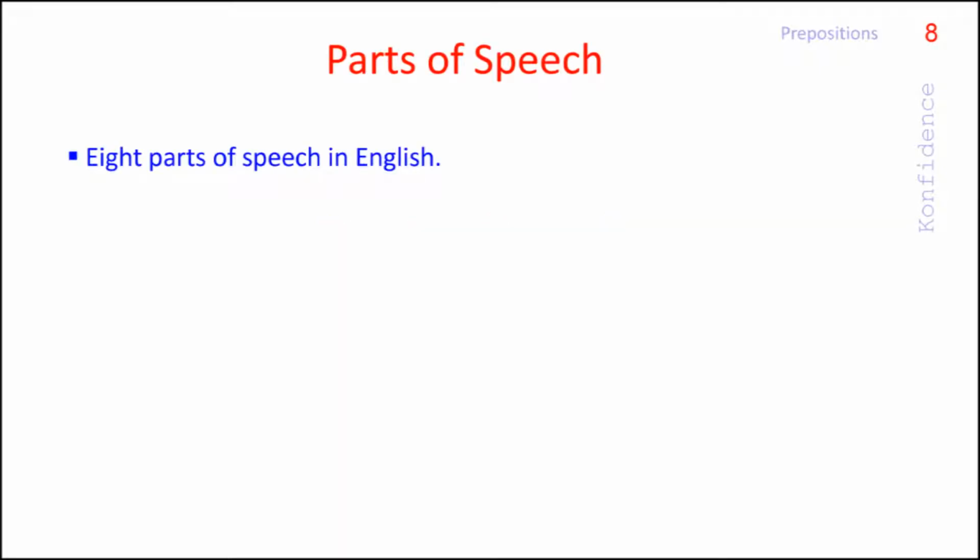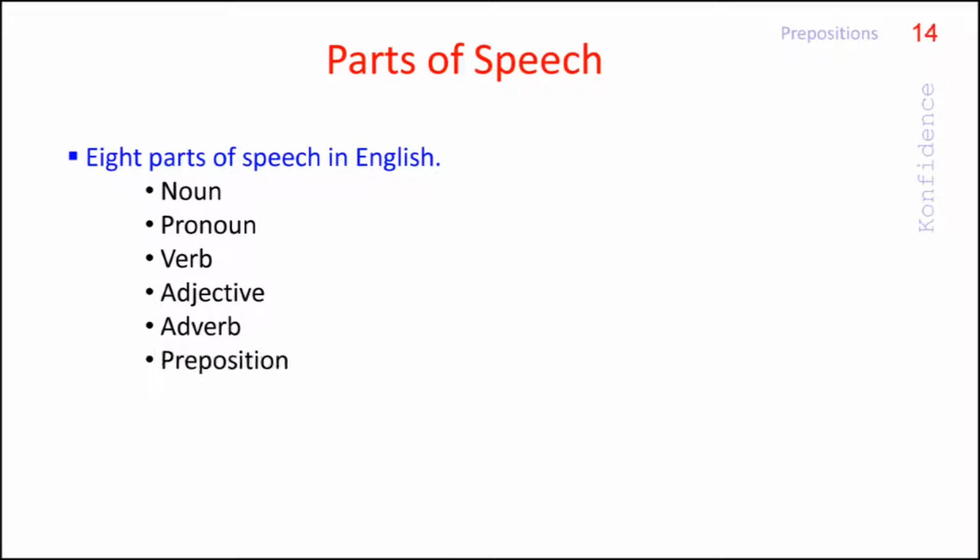There are 8 parts of speech in English, and preposition is one of them. The 8 parts of speech are noun, pronoun, verb, adjective, adverb, preposition, conjunction, and interjection.